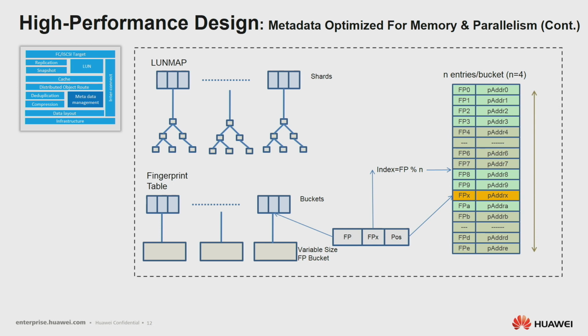So the fingerprint is all sharded into many buckets. Here we have the ability to store variable size fingerprint buckets. This way we can resolve the conflicts when we're doing the hashing, so it's more efficient. Here we can see a bucket has a size of 4 entries, and some buckets will have a size of 8. Those are the metadata designs trying to optimize for memory.